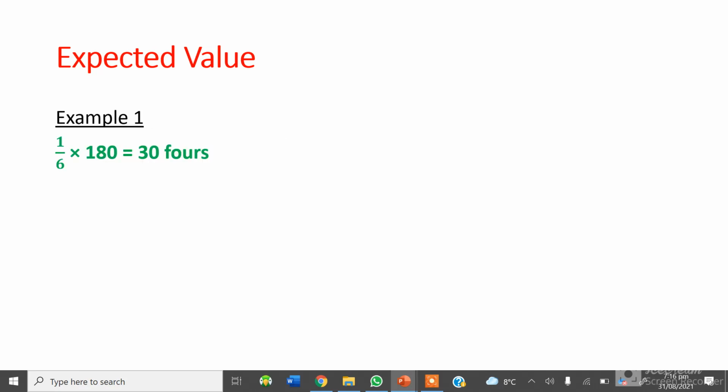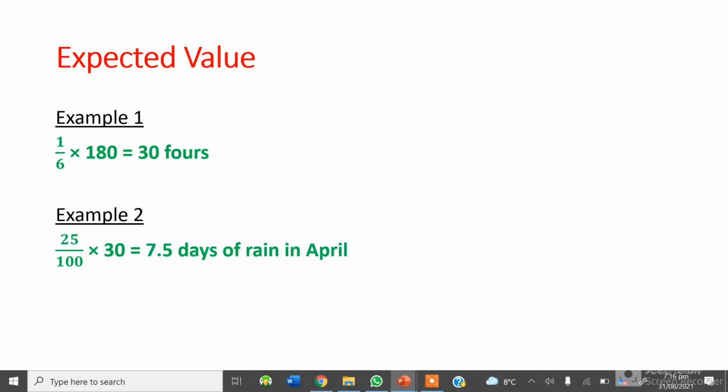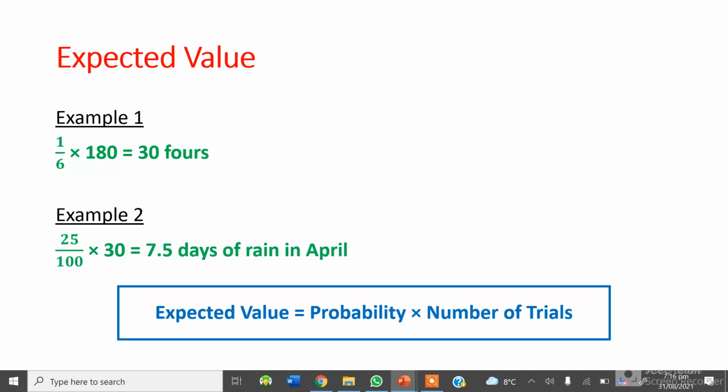Now let's go back and quickly look at example 1 and example 2 again, because they both have something in common. Here's the rule that may be useful to stop and write down. The expected value is equal to the probability multiplied by the number of days or the number of trials or number of times. So what we did is we multiplied the probability by the number of trials to get our answer.